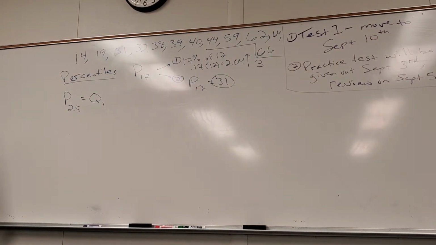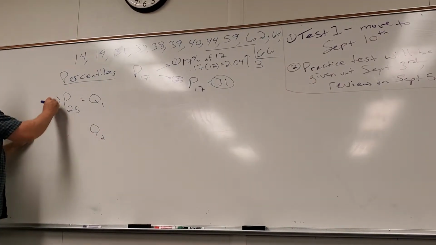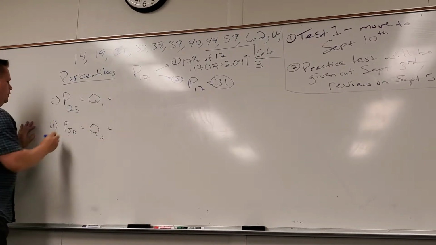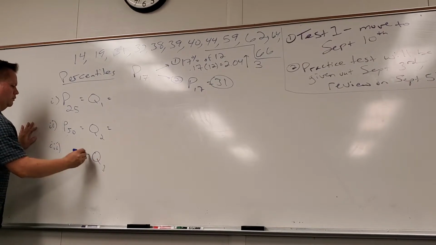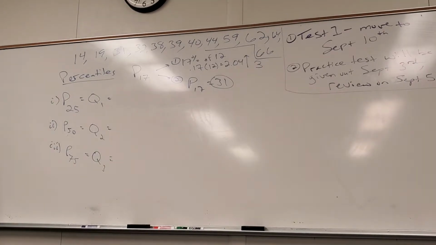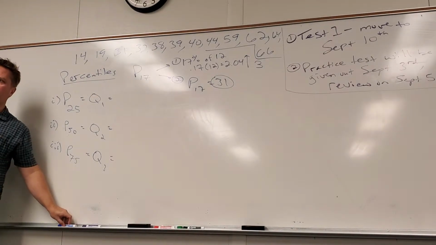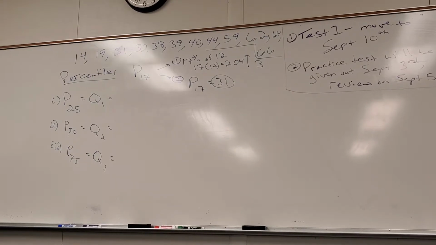So I want you to take a few minutes and calculate what Q1 is, what Q2 is. Of course, Q2 is also P50. And what, amazingly enough, do you think Q3 is? P75. Calculate those three things for me. Go. If you need help, call me over or bug somebody next to you.